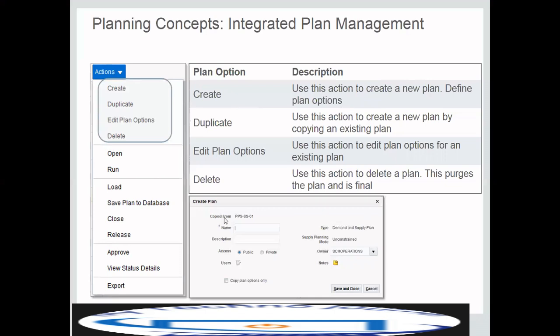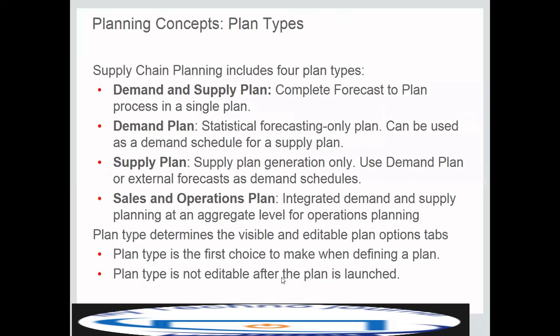So you can see on the screen, you can give a unique name, a description, then what is the access level, whether it is public or private, who has created the plan, and it will be under unconstrained, and so forth. These are the major three different types of plan which you can see.